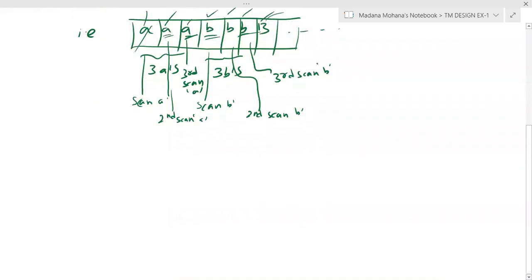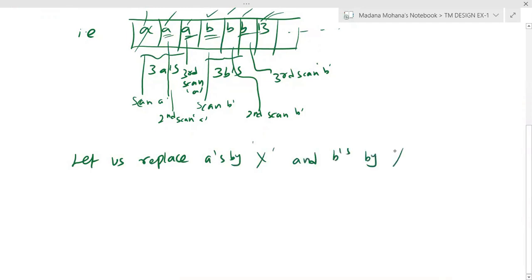So for replacement, let us assume we replace A's by uppercase letter X and B's by uppercase letter Y. Whatever the symbols, but uniformly, wherever A is there, after scanning, whenever replacement is possible, it has to be replaced with X. Then whenever B is found, whenever replacement is possible, B is replaced with Y.